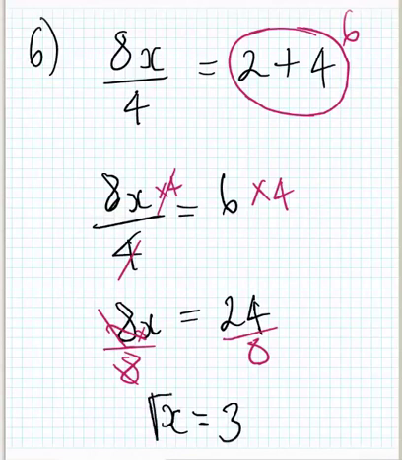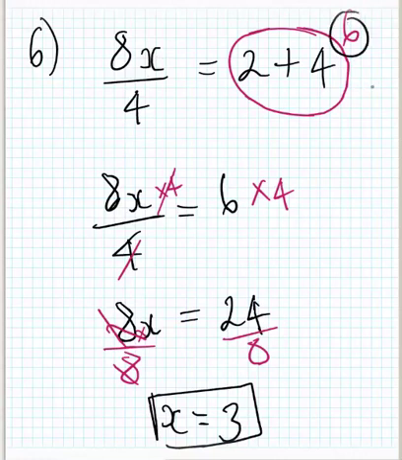And we can use now substitution to check and see if our answer is correct. If x is 3 up here, we would have 8 times 3, okay, which is 24, and 24 divided by 4 is 6, because we know 2 plus 4 is 6. So yes, we have the correct answer.